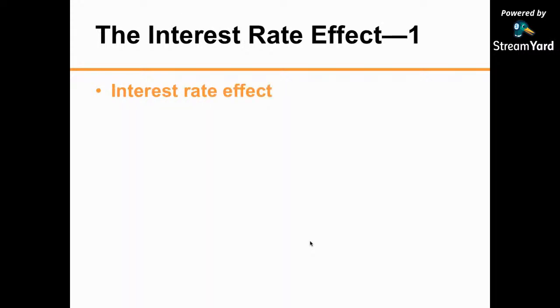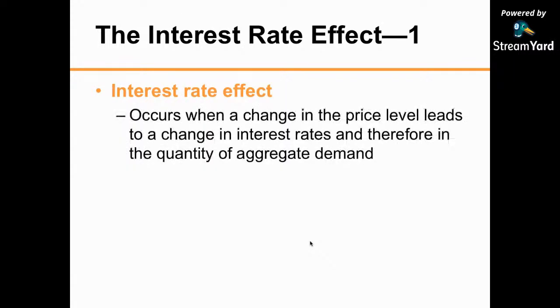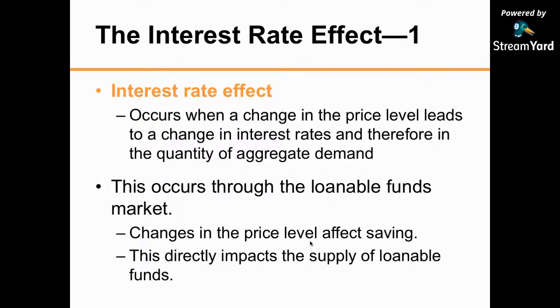Now the interest rate effect, this is a second thing that affects aggregate demand. This is going to occur when a change in the price level leads to a change in interest rates, and then in turn changes in the quantity of aggregate demand. So we know that there is an opportunity cost of borrowing, and that opportunity cost is the interest that you pay whenever you take out a loan or borrow. Higher interest rates are going to make loans more expensive and in turn decrease economic activity in sectors that are really interest rate sensitive. So as the price level rises, the ability to save is going to fall.